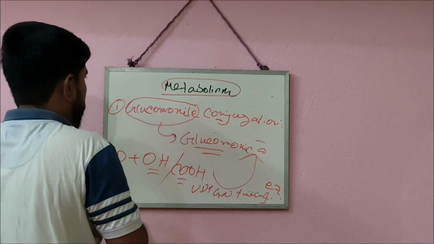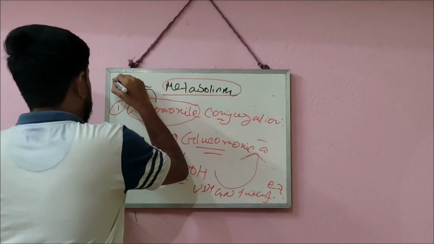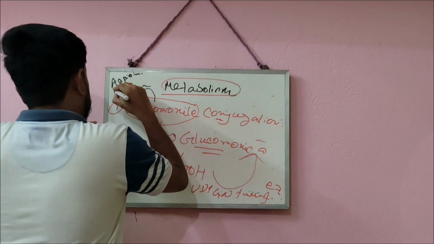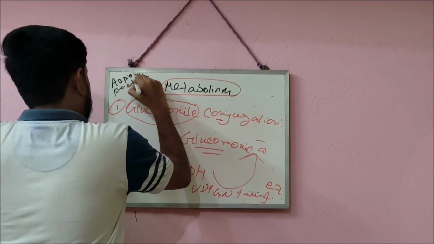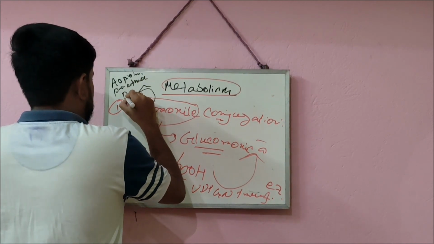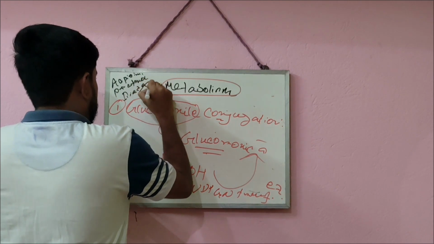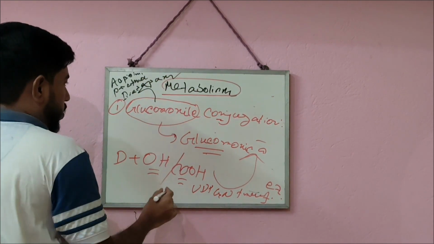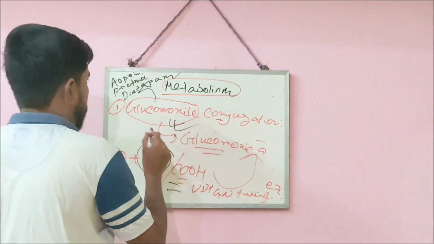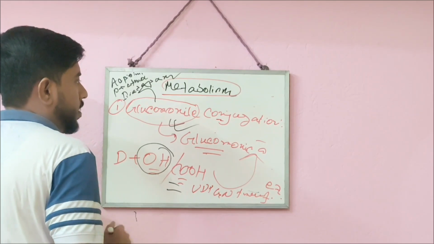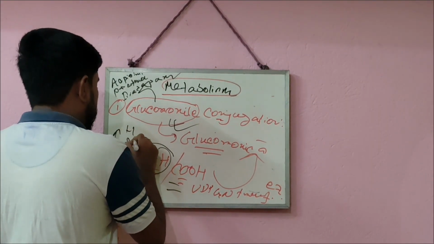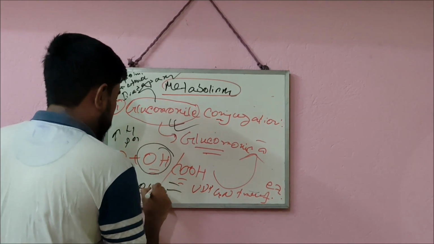The examples which pass through glucuronide conjugation: the first example is aspirin, the second example is paracetamol, and the third and foremost example is diazepam. So these three drugs, which contain hydroxyl and carboxylic groups, are metabolized through glucuronide conjugation, like aspirin, paracetamol and diazepam. Then they are converted into highly hydrophilic or polar substances and eliminated through urine.